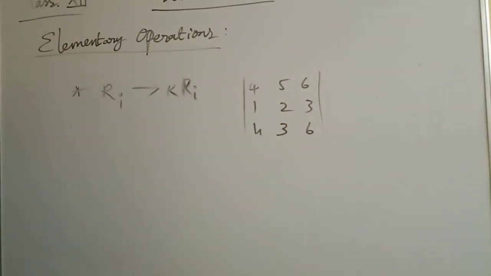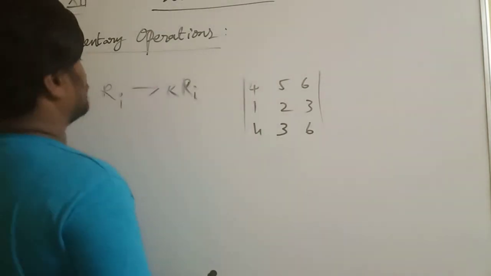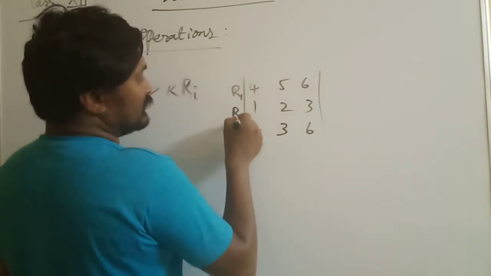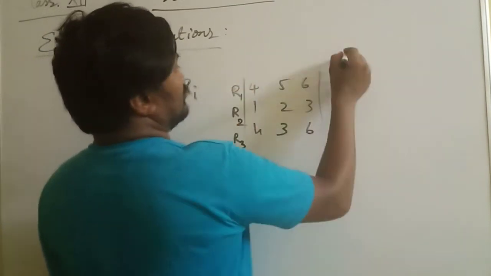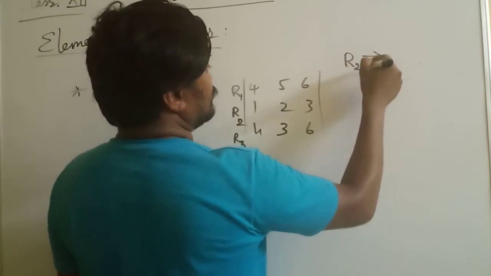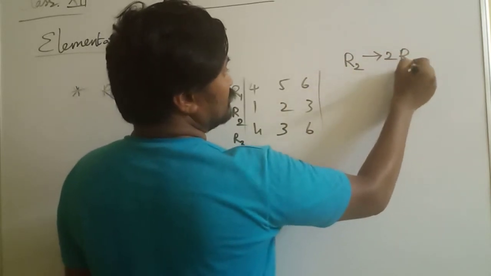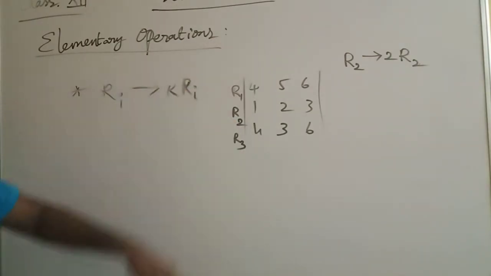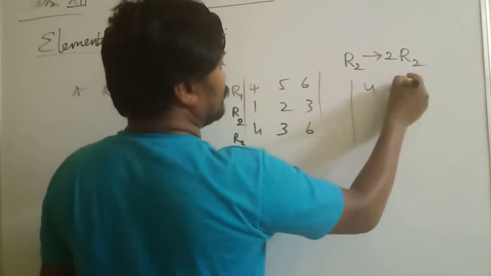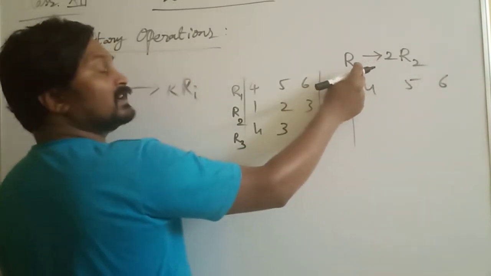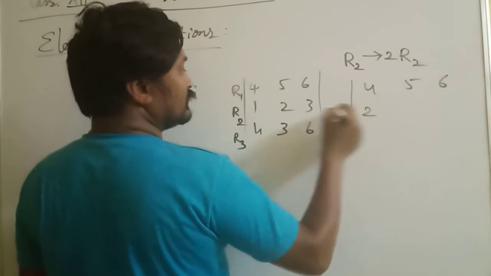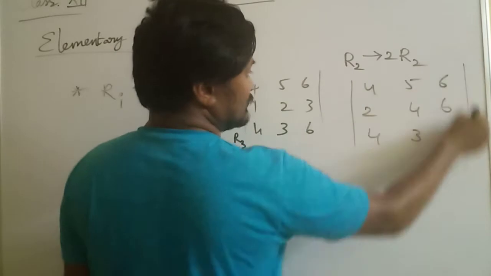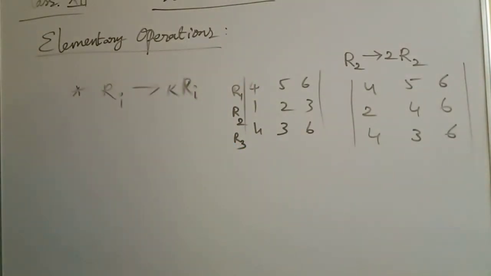Okay. So now here R1, R2, R3. I'll write R2 tends to 2R2. So I can multiply R2 with 2. So now here I can write 4, 5, 6 as it is. Only R2 is multiplied by 2: 2 1s are 2, 2 2s are 4, 2 3s are 6. And next 4 3 6 as it is. You understood? In this way you have to do.